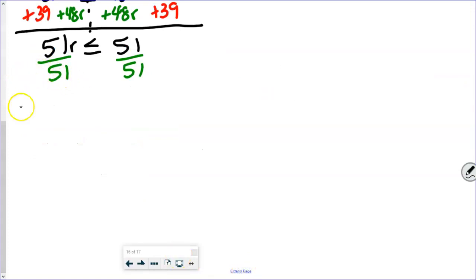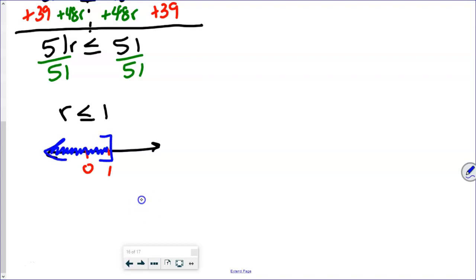But this is not the end of the problem. Because now what I need you to do is graph it. That's called the inequality solution. So, like here's 0, here's 1, I got that. And I'm going less than or equal to 1, which means I'm shading in everything to the left of it, and then I'm using an inclusive bracket on 1, because the equal to bar is why you're using the bracket.